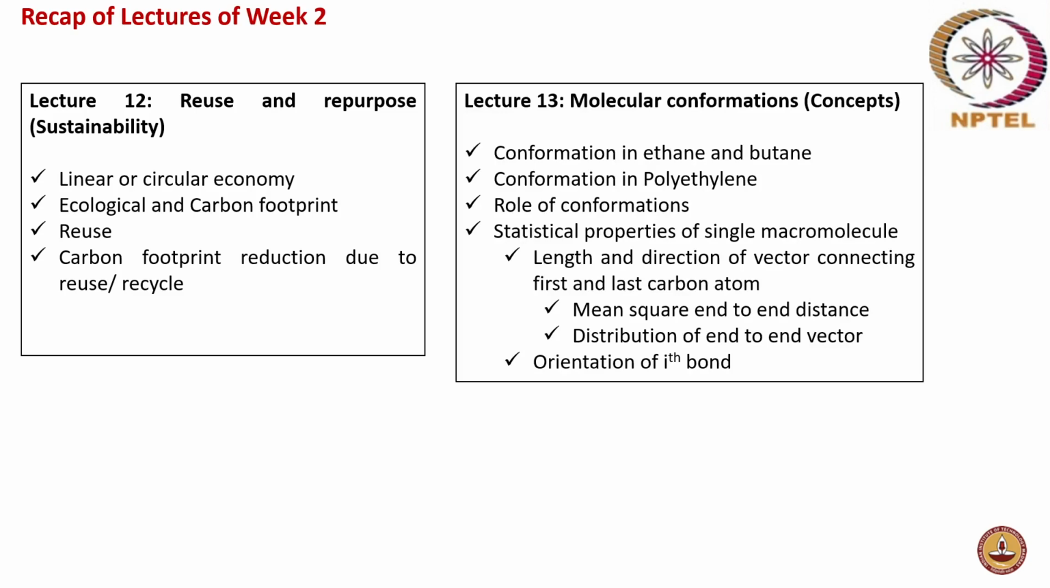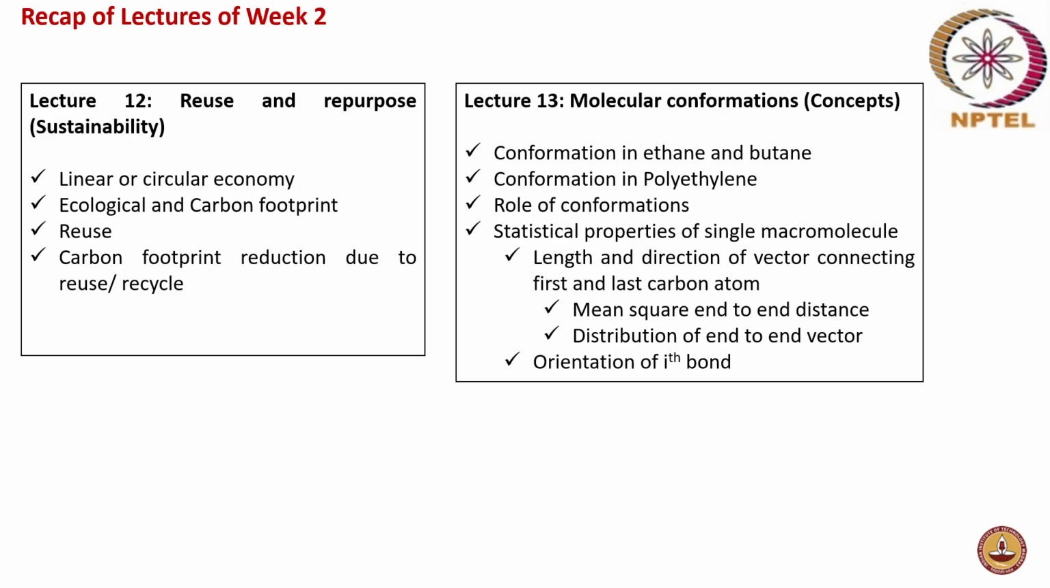So, how does conformation come into the picture in case of a small molecule like ethane and butane, and how does it play a role in case of conformation in case of a polymeric or macromolecule like polyethylene. Role of conformation, the statistical properties of single macromolecule like length and direction vector connecting first and last carbon atom were discussed, mean square end-to-end distance, and distribution of end-to-end, and orientation of ith bond.